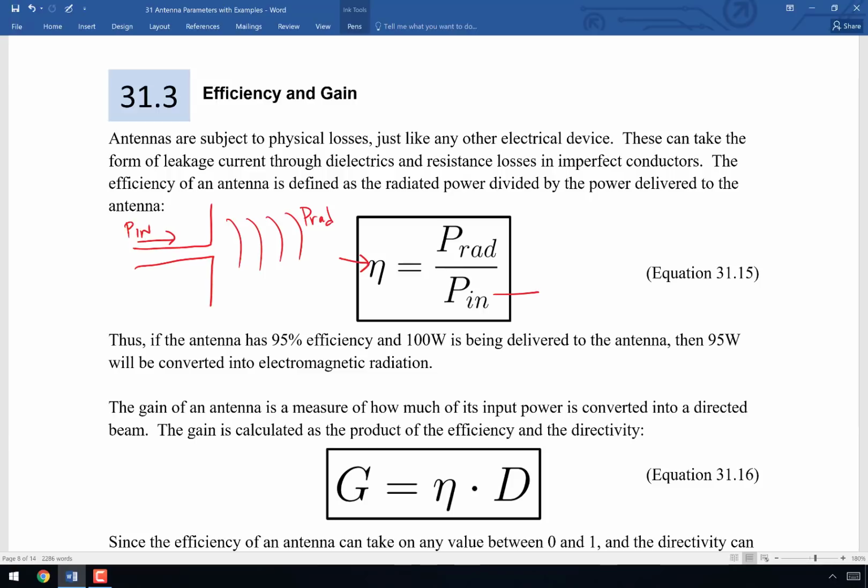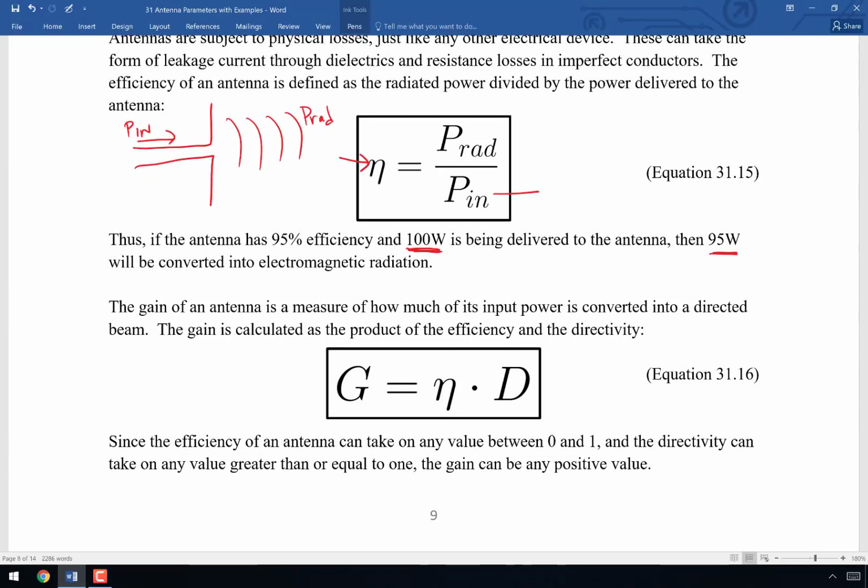Because, of course, the conductors are not perfect and the insulators are not perfect, so there can be some imperfections there. Ordinarily, we don't deal with the imperfections very much, but in this one case, we're going to account for those imperfections with eta. So if we have a 95% efficient antenna and we're giving it 100 watts of power at the input, then 95 watts of power would be converted into electromagnetic radiation. That would be a pretty good antenna.